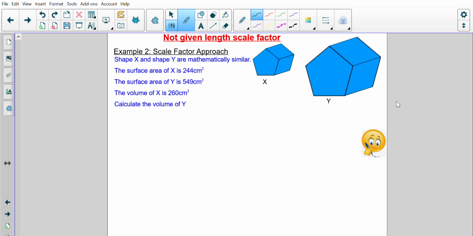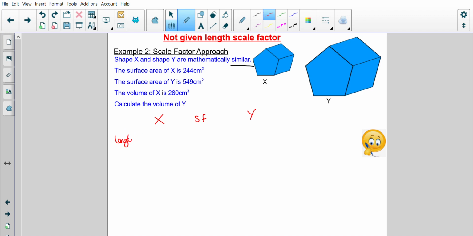Okay, let's have a look at this slightly harder example, and it's slightly harder because we are not starting with information about lengths. You can see in this question, again, we're told our shapes are similar, but we're starting with information about areas. Again, we're going to set up a table. So on the outside of my table, I'm going to have my shape X, I'm going to have a scale factor in the middle, and I'm going to have shape Y.